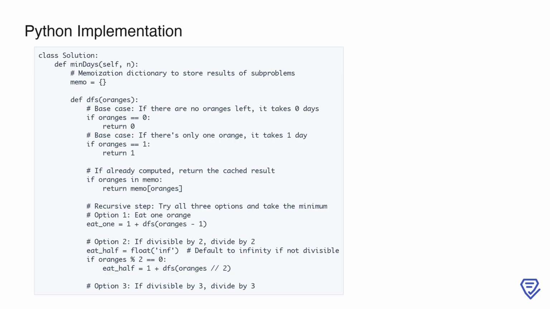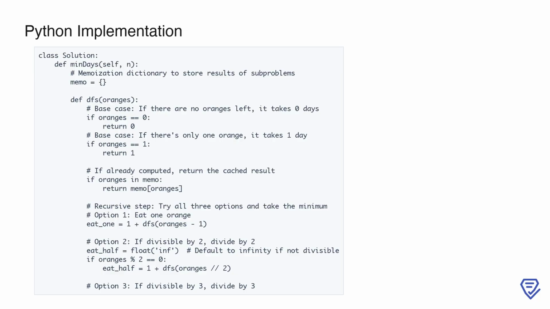If there are no oranges left, the result is 0 days since no action is needed. If there's only one orange, it takes exactly 1 day to eat it. Next, we check whether the result for the current number of oranges already exists in our memoization dictionary. If it does, we return the cached result to save computation time.